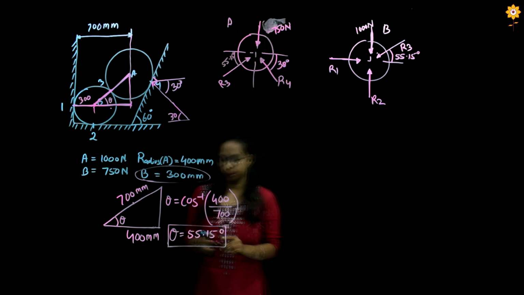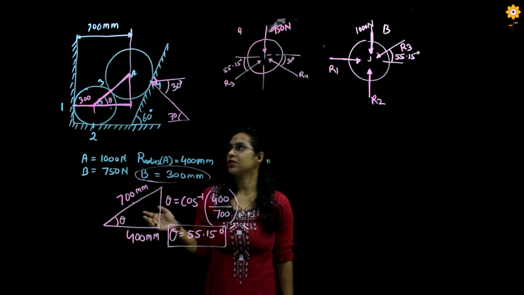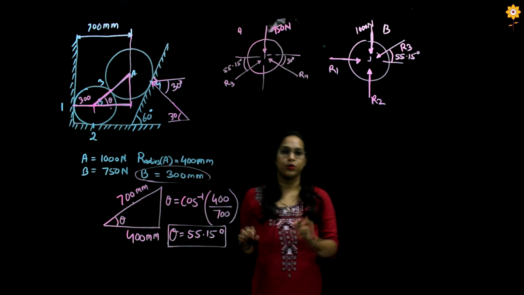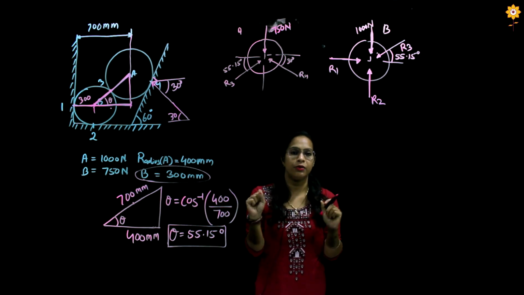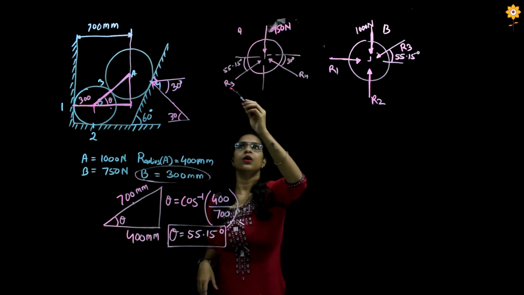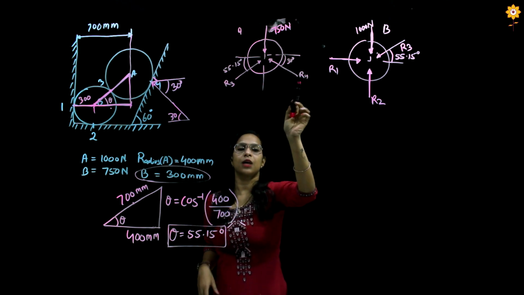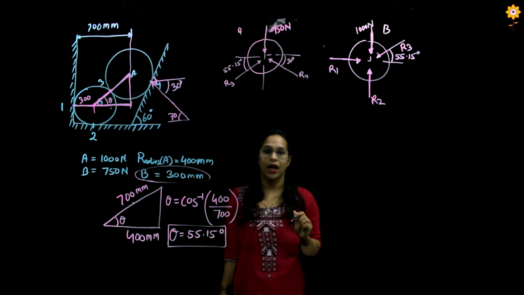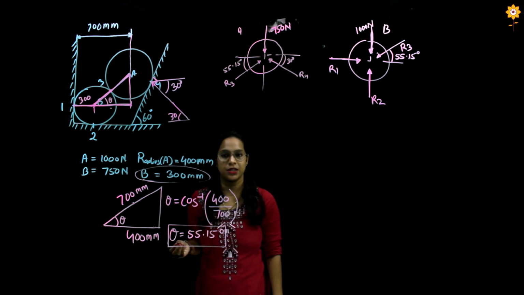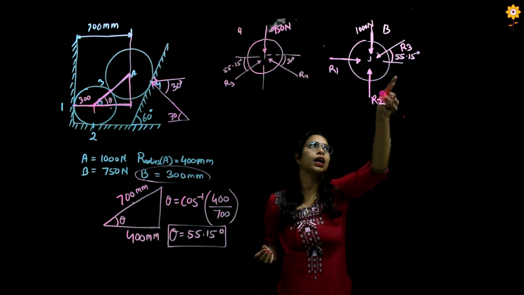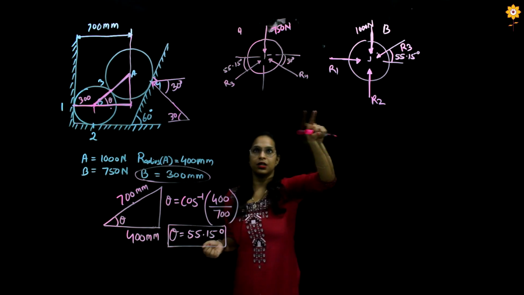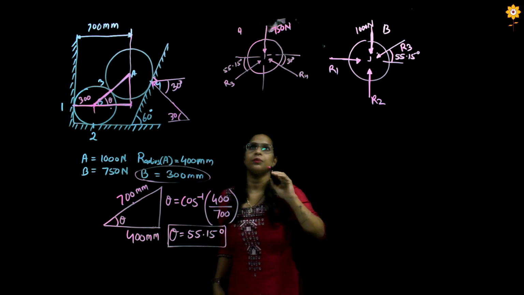Now we can solve this. Let us solve and find the support reactions at points 1, 2, 3 and 4. To solve that, we need to select which cylinder we should solve first. Here, in cylinder A we have only two unknowns, and for a concurrent force system we have only two equations of equilibrium, that is F of x equal to 0 and F of y equal to 0. Here we have three unknowns, that is R1, R2 and R3. So we should start with A.